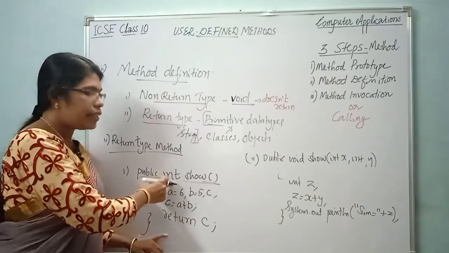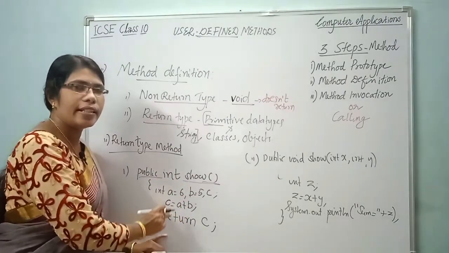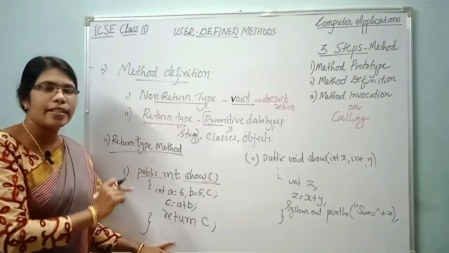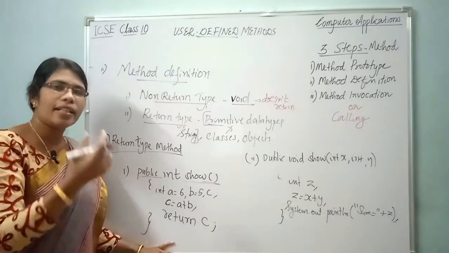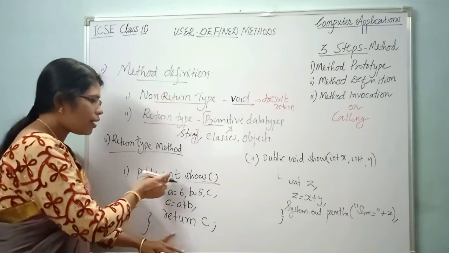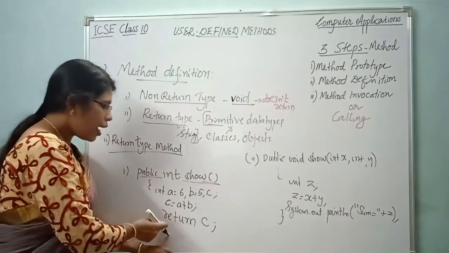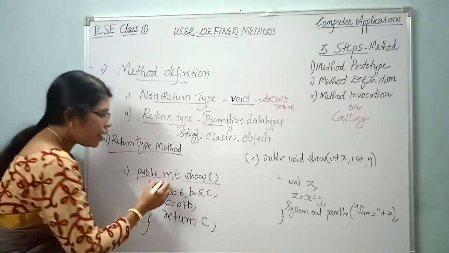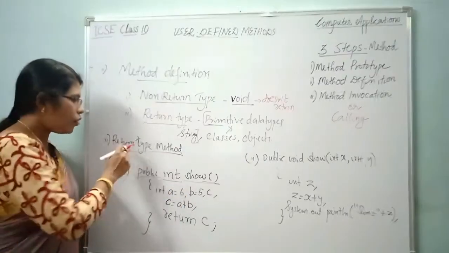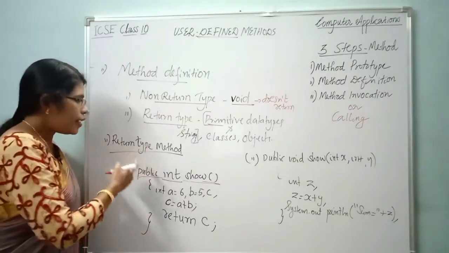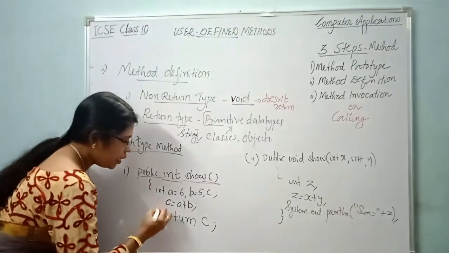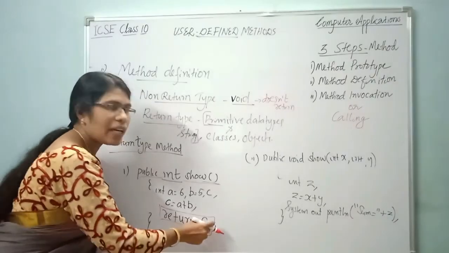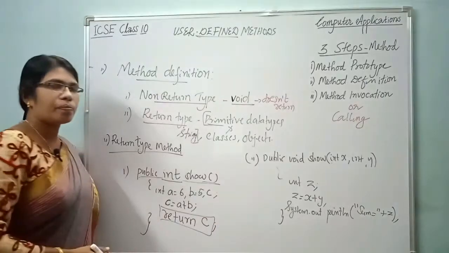Why we have changed to integer? Because we are calculating the integer value sum, and that sum is stored in the integer variable C. That's why it has to return in the same data type. That's why we have given int as the return type. And we have to mention this point. This is very, very important. When we are considering a return type method, we should write this statement, return that particular value or the variable.